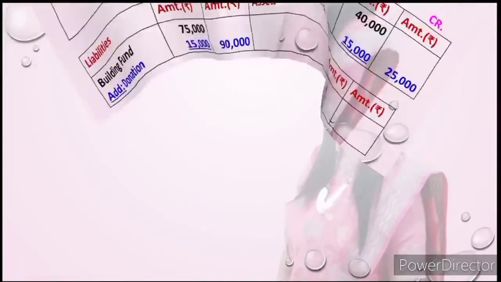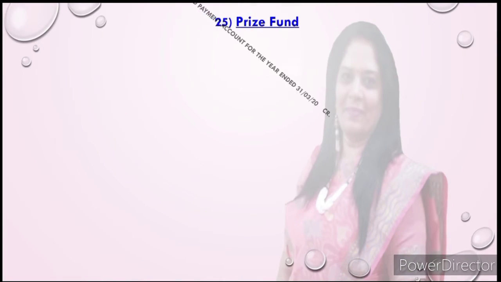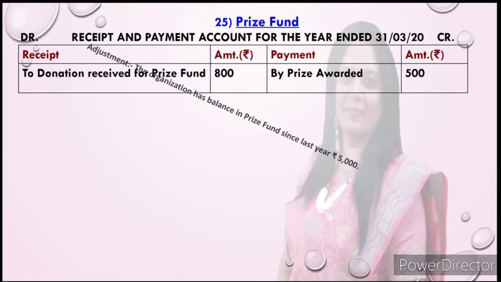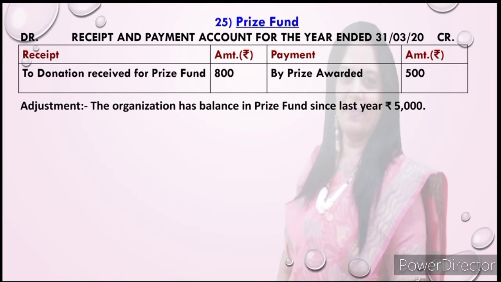Prize fund. Here also receipt and payment account is given. On the receipt side it is mentioned donation received for prize fund 800. On the payment side it is given by prize awarded 500. Adjustment is given. The organization has balance in prize fund since last year rupees 5000. So in prize fund there is 5000 rupees from last year.